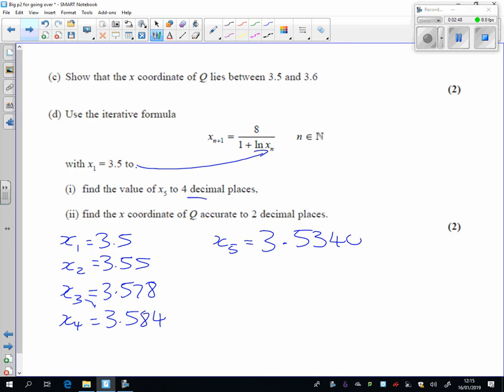It's 3.5340 on the calculator. And I kept putting it in a few more times to get the final answer for the x coordinate, that x is going to be 3.54 to 2 decimal places. I was worried it was just going to be 3.53, and that would have been marked wrong. It is 3.54 if you keep going a bit longer.